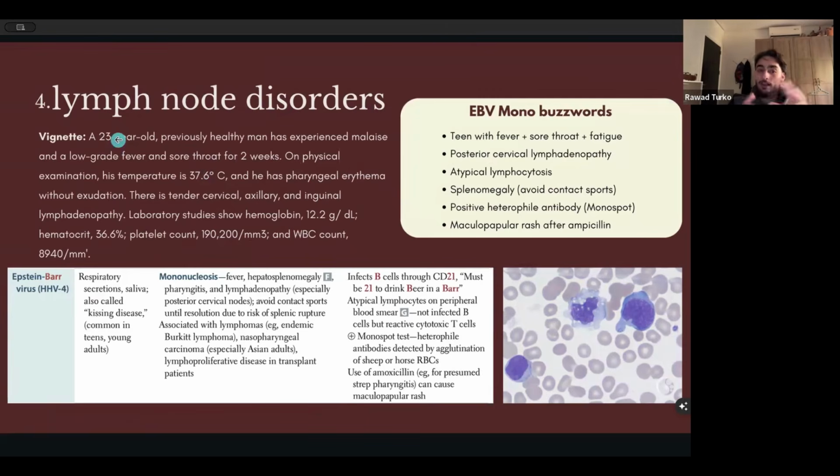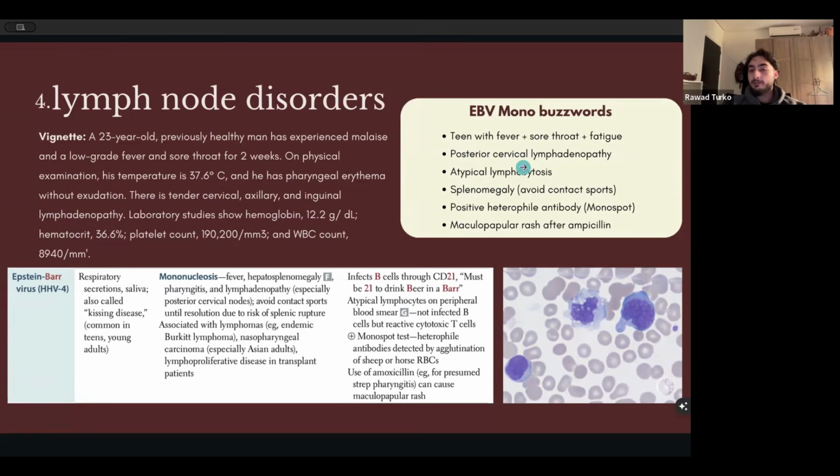So a 23-year-old, again, younger patient, previously healthy man, has experienced malaise and a low-grade fever and sore throat for 2 weeks. On physical exam, blah, blah, blah, pharyngeal erythema without exudation. There is tender cervical, axillary, and inguinal lymphadenopathy. Laboratory studies show hemoglobin 12.2, hematocrit, blah, blah, blah. Okay. So again, younger patient, sore throat, fever, fatigue, lymphadenopathy. Now, the cervical is what I want you to focus on because a lot of the times with mononucleosis caused by EBV, it's going to be posterior cervical lymphadenopathy.